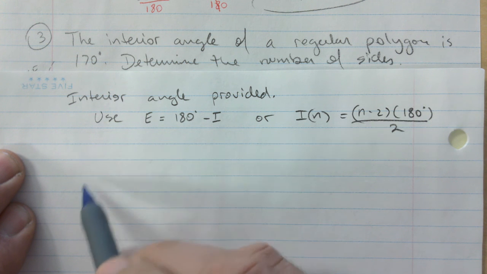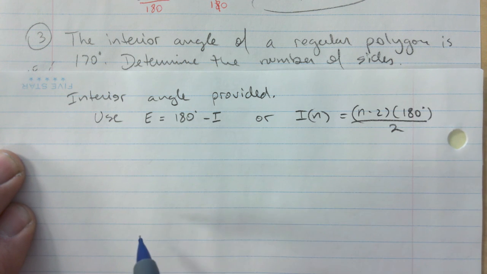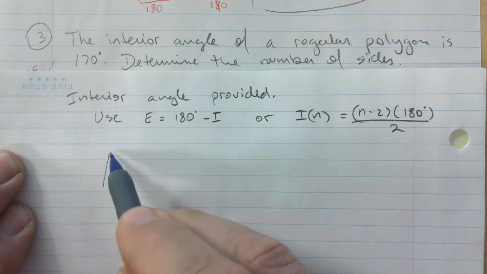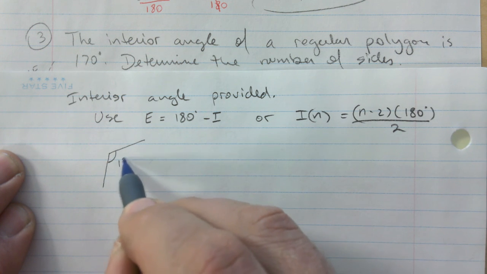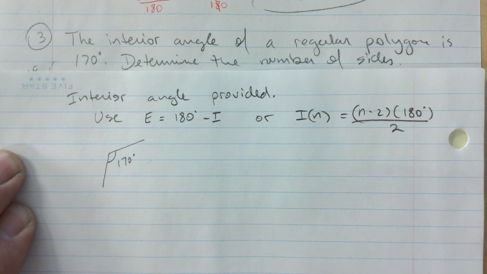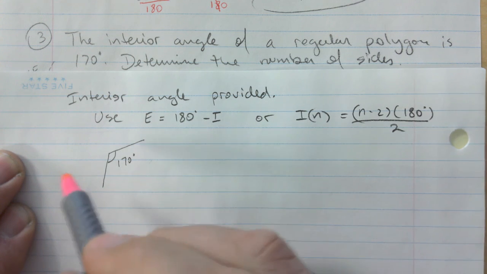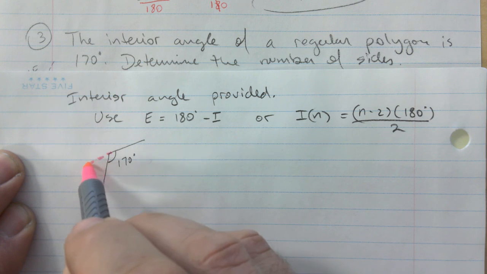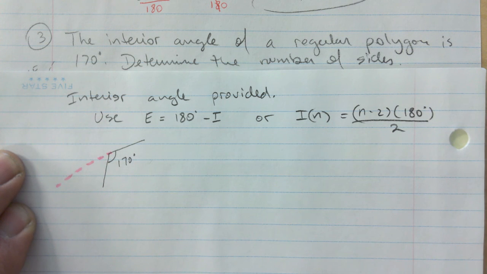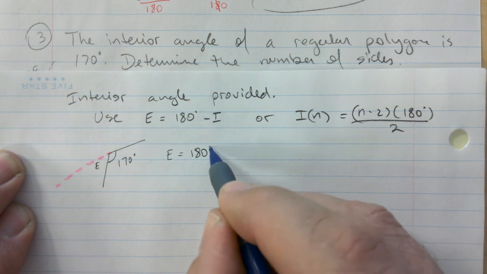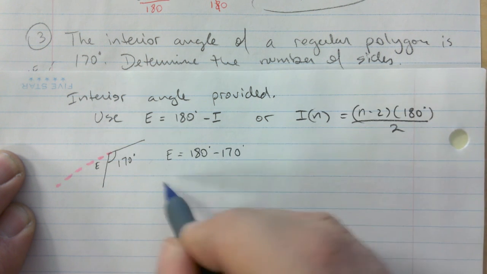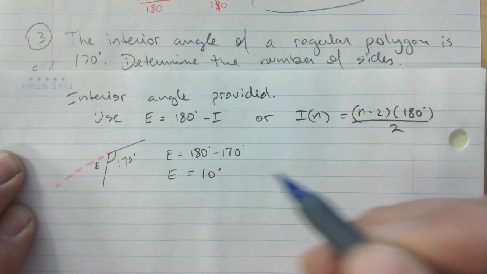Let's zoom in. Let's pretend this polygon is here and we're zooming into one vertex. So these are two sides coming together here. We know that this here is 170. That's what we're told. And we're going to extend one of these sides. And that's going to be the exterior angle right there. Exterior is going to be 180 minus 170. So the exterior is 10 degrees.